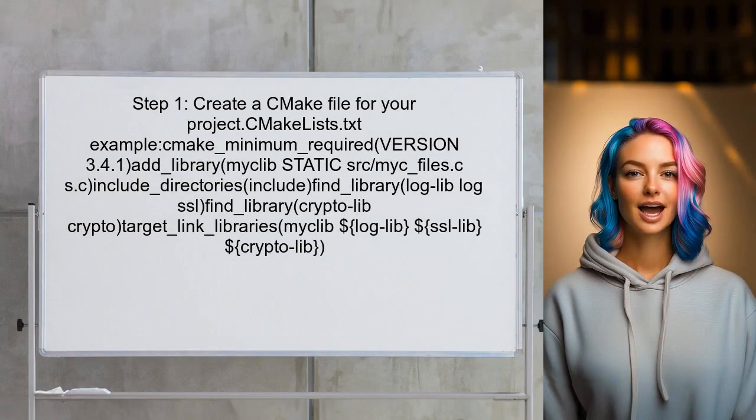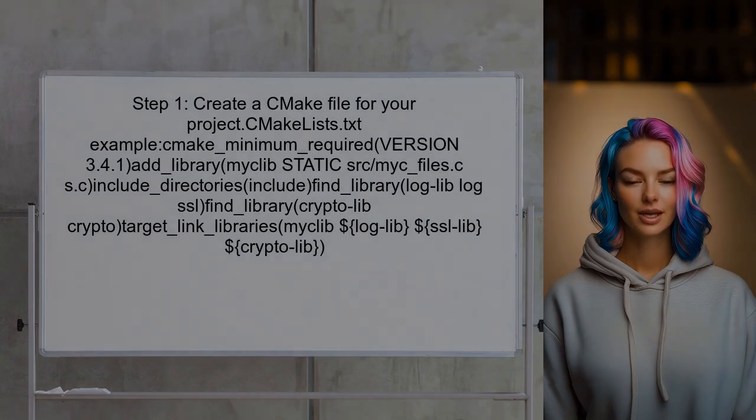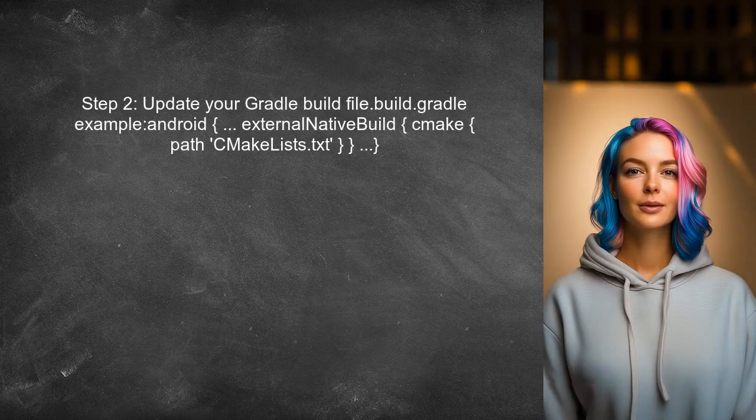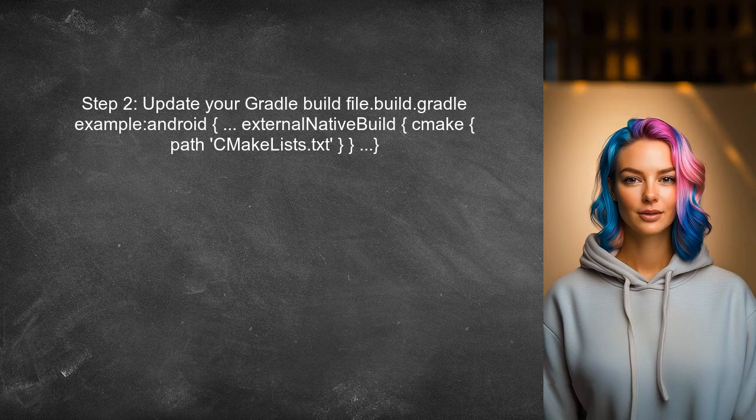First, the user needs to create a custom CMake file for their Android project. This file will define how to compile the native library and link it with OpenSSL. Next, the user should update their Gradle build file to include the CMake configuration. This ensures that the native library is built when the project is compiled.